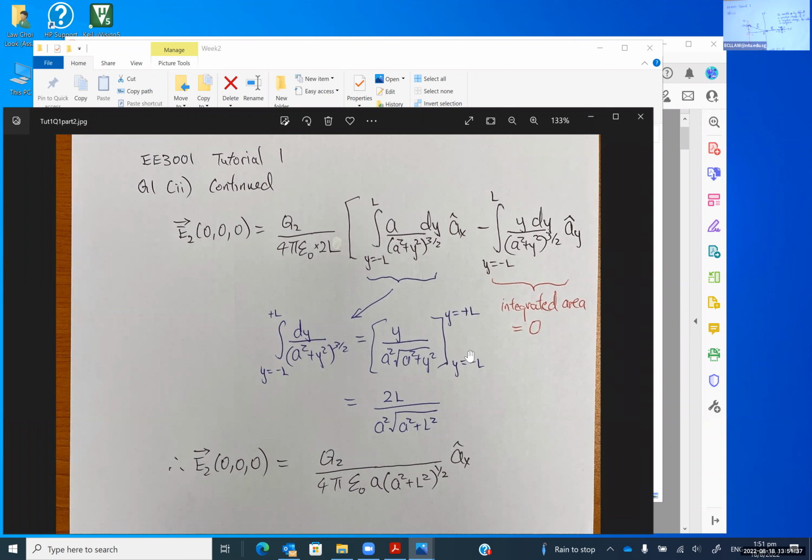Okay, so after that, all you have to do is substitute the y value. Plus L, right? So you have plus L over a squared, divided by the square root of a squared plus L squared. And then you minus, in brackets, you substitute y equal to minus L. So you have minus L, so it becomes plus L again. So that's why it's 2 times. Okay, so we have this.